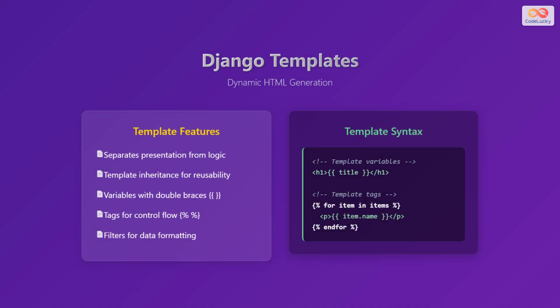Django templates provide a powerful system for generating dynamic HTML while maintaining clean separation between presentation and business logic. Templates use a simple syntax with double curly braces for variables and curly brace percent signs for template tags. Template inheritance allows you to create base templates that child templates can extend, promoting code reusability and consistent design. Variables are rendered using double curly braces, automatically escaping HTML content for security. Template tags provide control flow capabilities like loops and conditionals. Filters allow you to format and manipulate data during rendering.